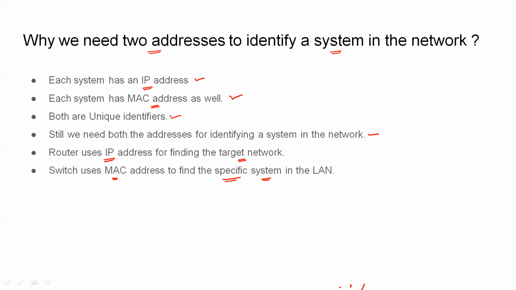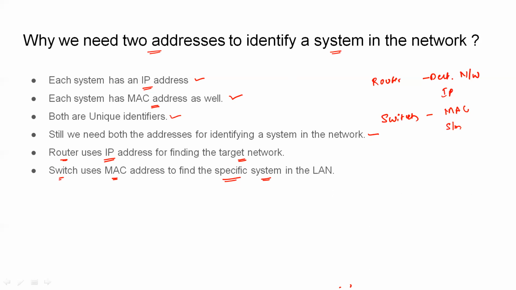So there are two networking devices involved in finding a system. One is the router and the other is the switch. The router identifies the destination network using the IP address, whereas the switch identifies an individual system in the local area network (LAN) using the MAC address. So the individual system will be identified.